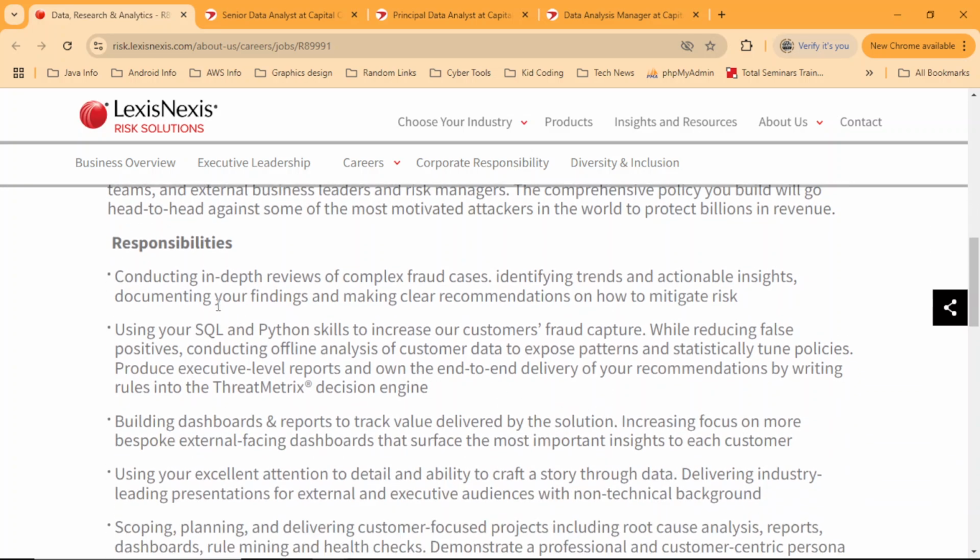Now, responsibility. So, conduct in-depth review of complex fraud cases. Again, this is where the domain knowledge comes into play. And then here's what you need to know: the actual skills. I classify domain knowledge as a skill. Some might not, but I definitely do.